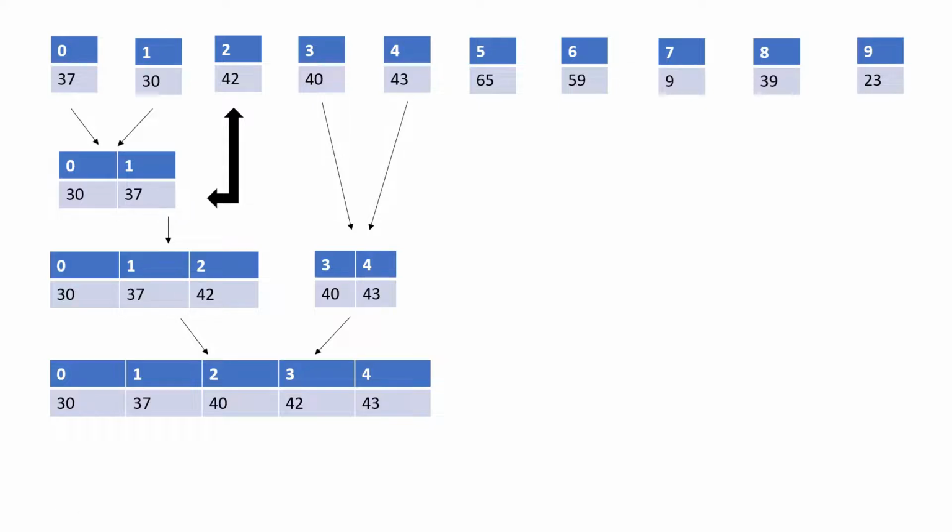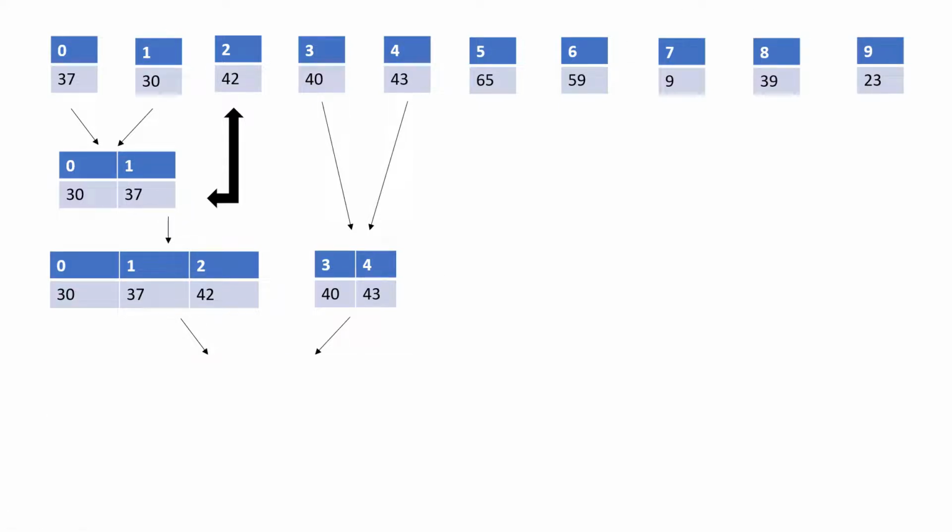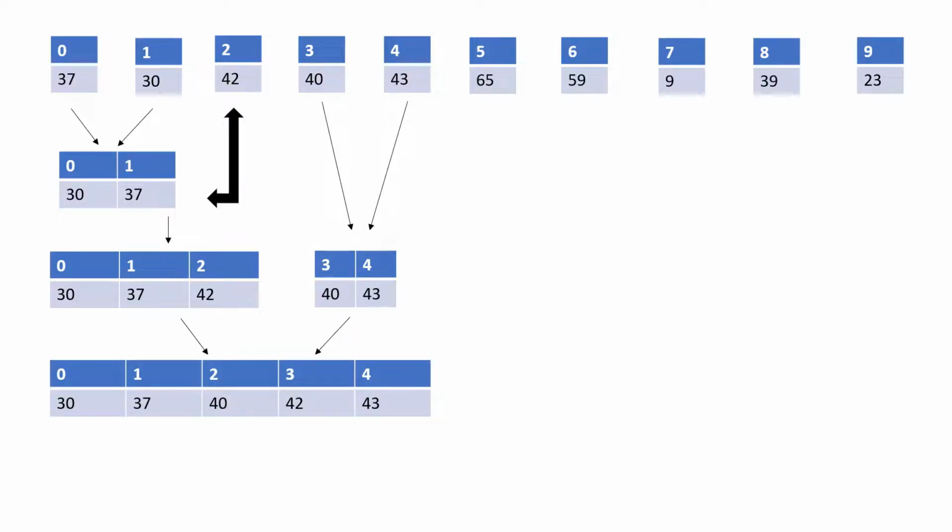After merging, let's compare and match them. Here 30 is less than all the elements in these indexes, so 30 is placed in the index 0. 37 is the second smallest element, so we place 37 in the index 1. Now let's compare 42 with the remaining elements. 42 is greater than 40, so 40 has to be placed before 42, at second index, whereas 42 is less than 43. That means we place 42 in the third index, and 43 in the fourth index.